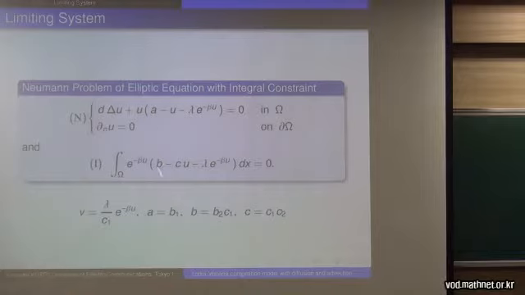Here, this A is equal to B1 in the original system, and this B is equal to B2 C1 in the original system, and this C is equal to C1 C2. Okay. Hereafter, I want to solve this limiting system in the special case when this omega is an interval. Okay?